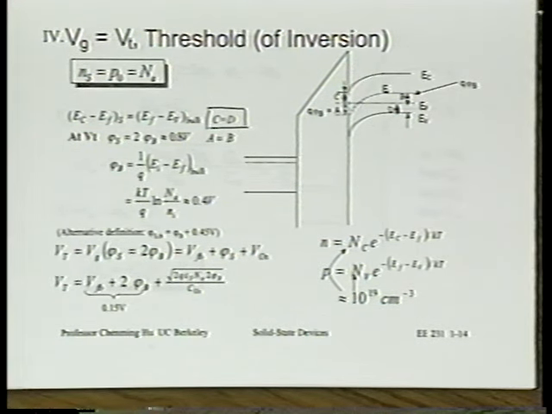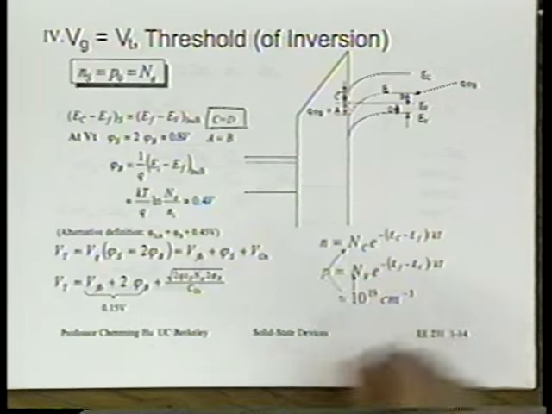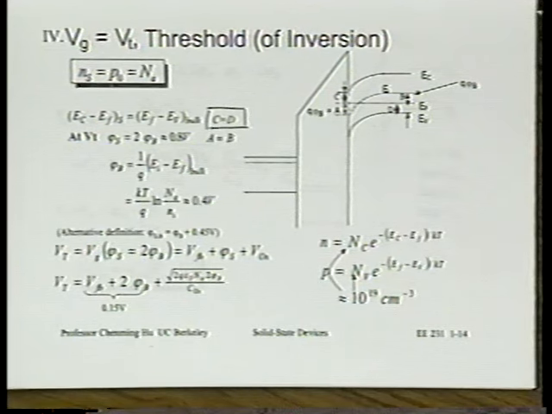Is it okay? All right? So C equal to D is the condition of a threshold. All right? Good.